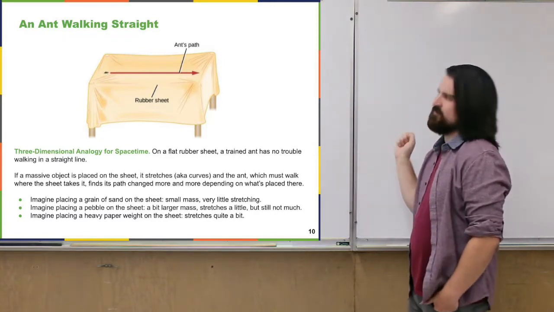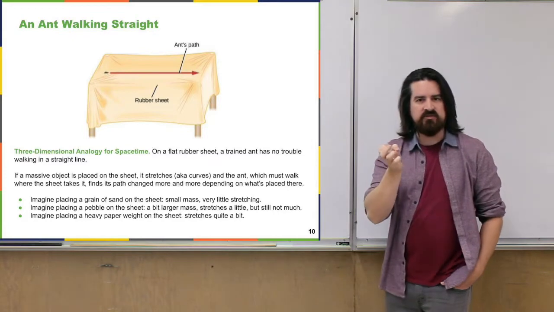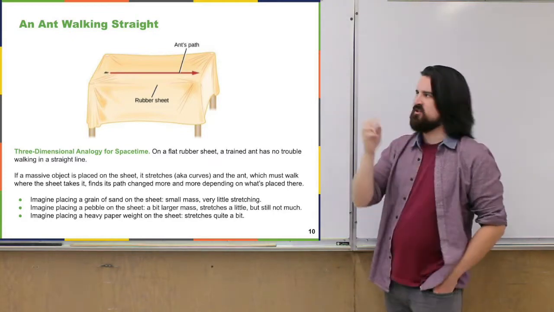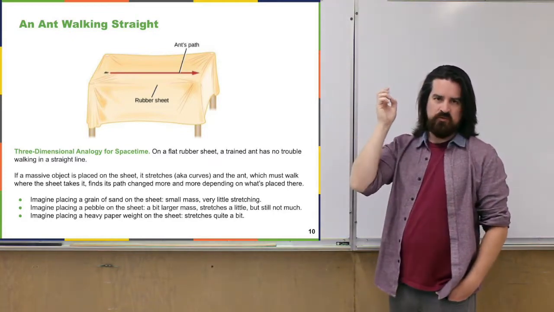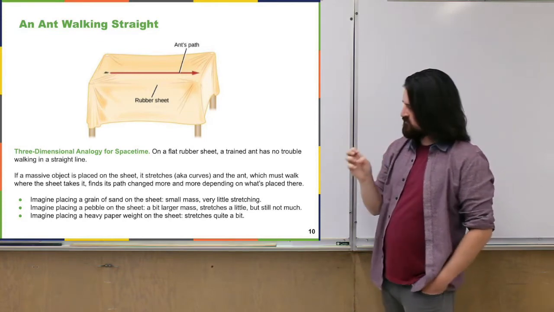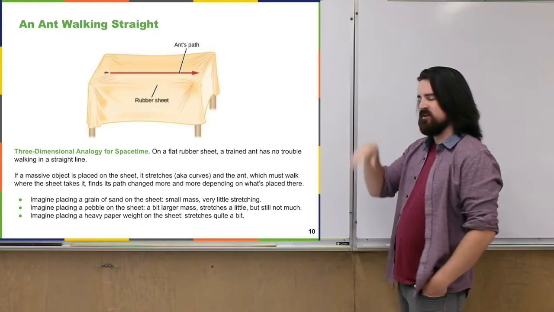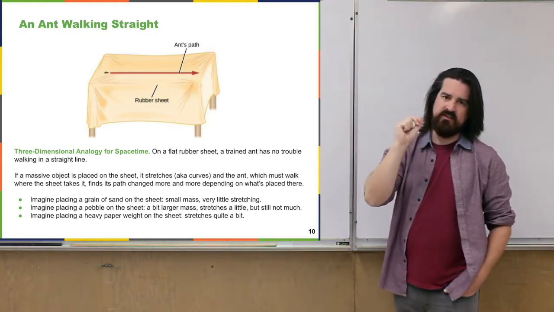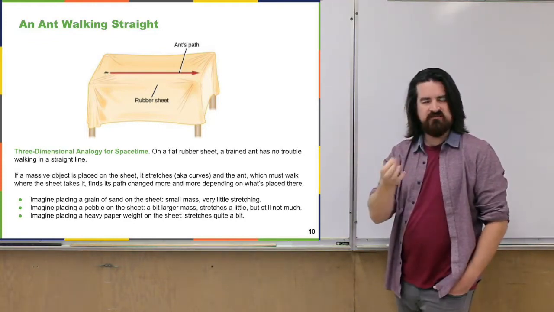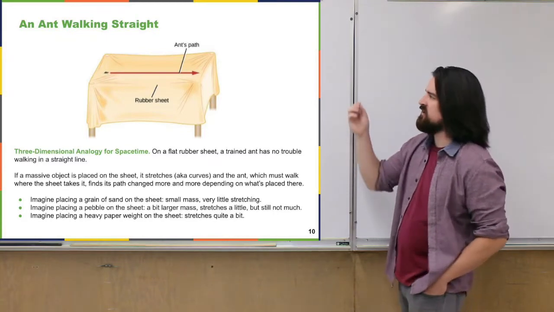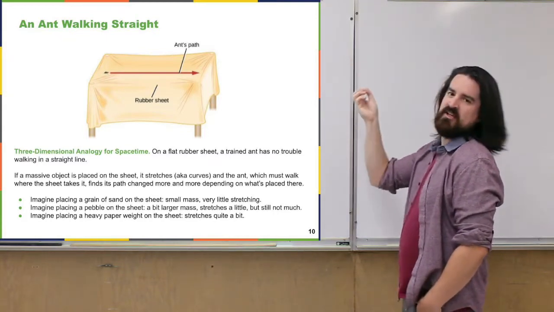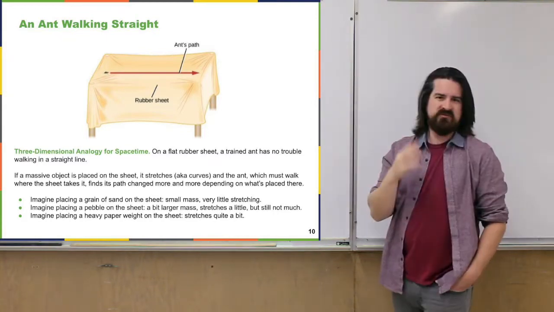So this is like an object that's not very massive, so it doesn't have a very strong gravitational field. It's not stretching or warping the space around it very much. If we put a bit bigger mass on there, right? Think about taking the sand grain off and putting a pebble on there. A pebble is a little bit more massive, still not a whole lot of mass, so it will stretch that sheet a little bit more, but not a whole lot, right?